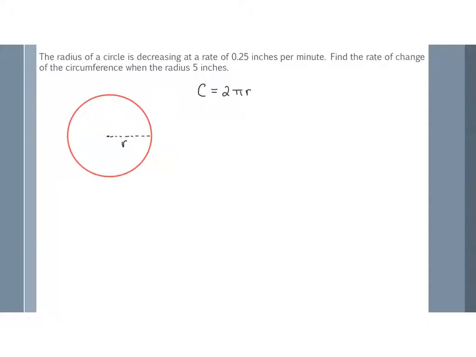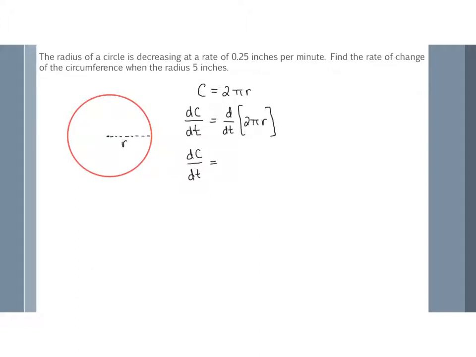Now we can go ahead and differentiate both sides, again remembering that this is a differentiation with respect to time. So, differentiating the left-hand side with respect to time, I simply get the rate of change of the circumference with respect to time. Now the right-hand side, if I differentiate with respect to time, I have the derivative of 2 pi r. Now you might be able to skip this step and just go ahead and write the derivative of the right-hand side.